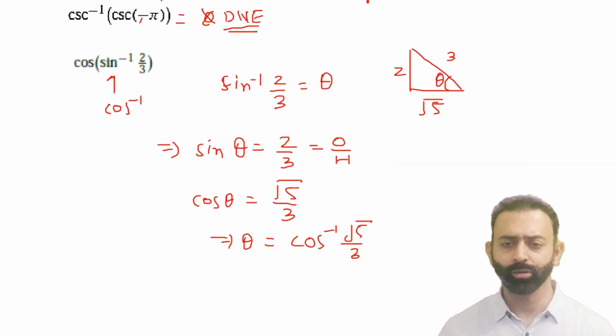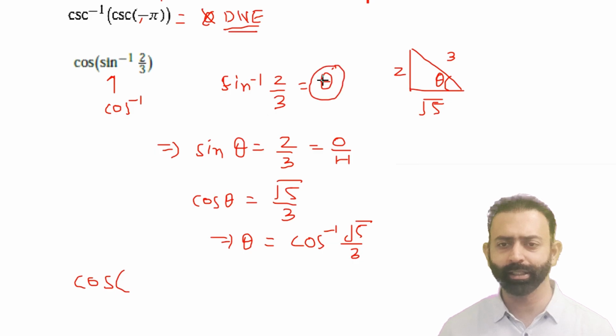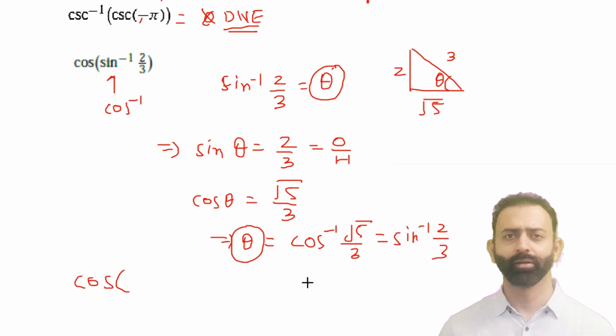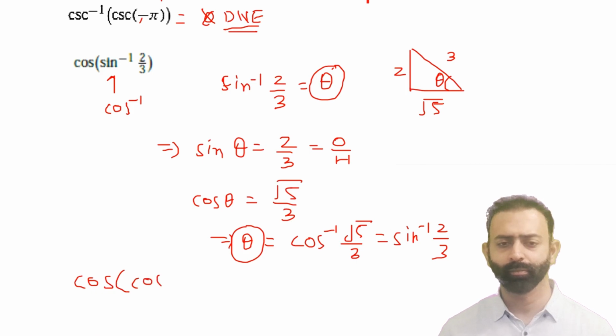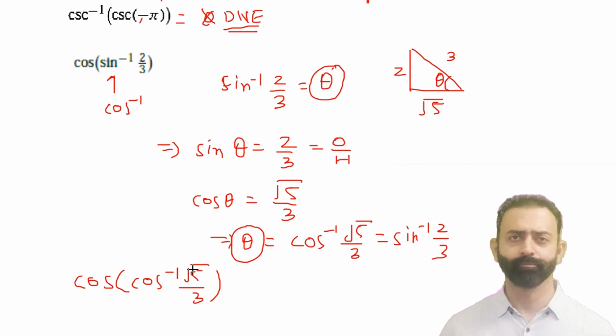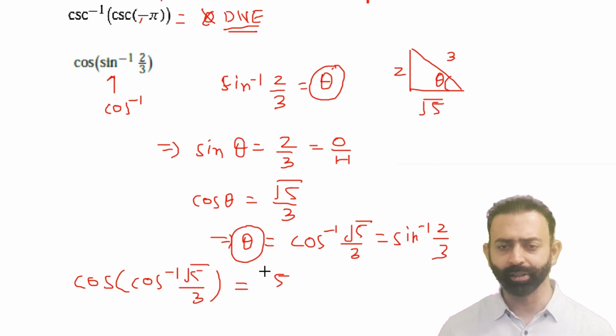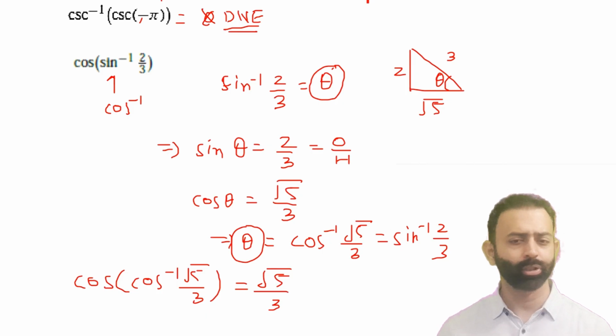Okay, so now we are in a position to evaluate our question. This is cos of sine inverse 2 by 3, and sine inverse 2 by 3 is theta. This is also theta, that means this is equal to sine inverse 2 by 3. So sine inverse 2 by 3 I can replace with cos inverse root 5 by 3, and this will always be root 5 by 3. There is no doubt about it.